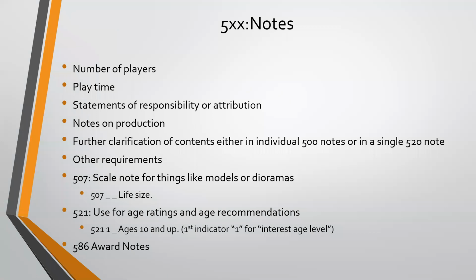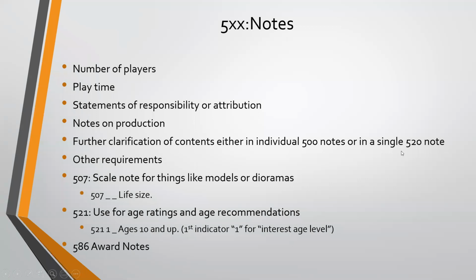So if you're my bricks from Ray Bradbury's home, I could have a 500 note explaining who made them. From your piece of wood from Hartfield Lake, you could have a 500 note describing how you came to it, how it came to you, or who harvested it. You can make additional notes on production. You can further clarify contents of an object, either in individual 500 notes or a single 520 note.